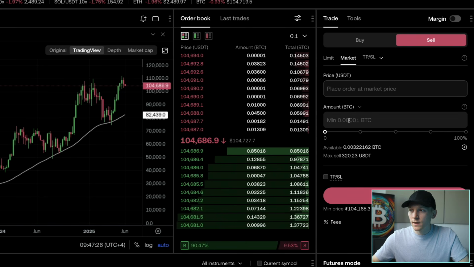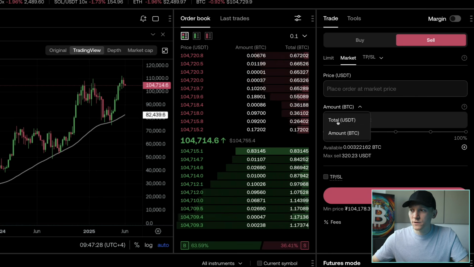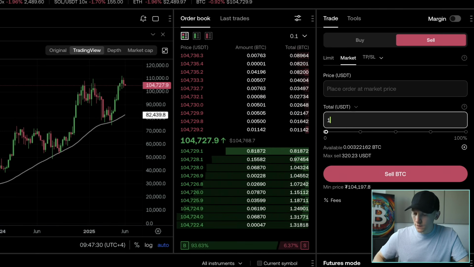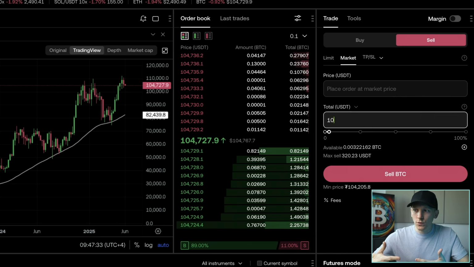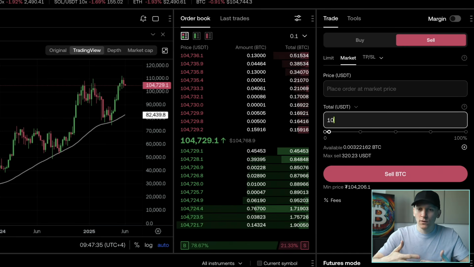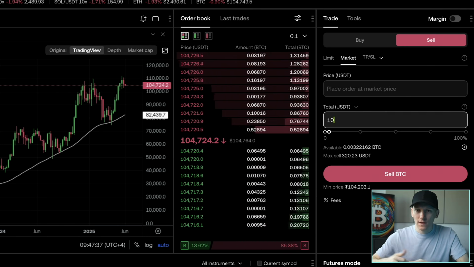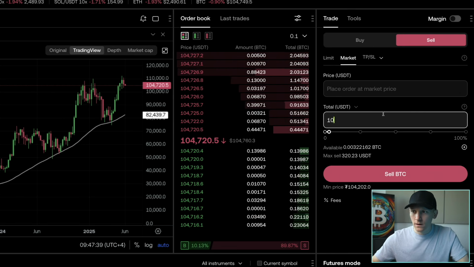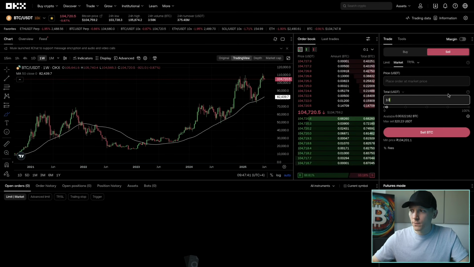So what I can do here is go to the amount of BTC. I'm going to choose an amount of dollars. That's easier for me because I want to sell about $10 worth, or I want to get $10, right? So when I sell the Bitcoin, I want that $10 to hit my account so I know exactly how much, in dollar terms, I have. So sell BTC, I'm selling a total of $10 worth.